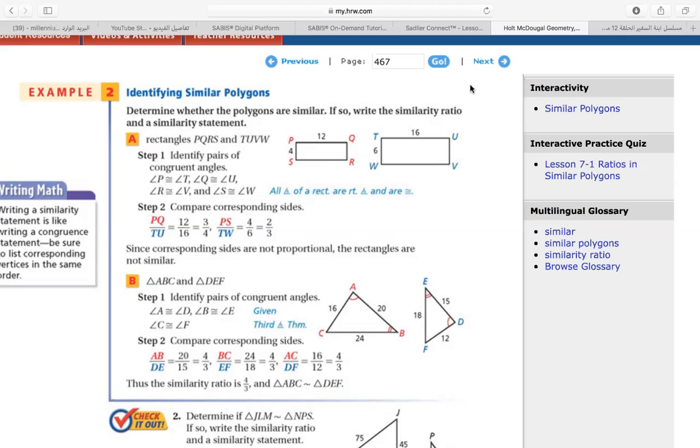Okay, Mai said, teacher, I will choose the long ones together or I will choose the short ones together. In the beginning of our previous lesson yesterday, I told you that ordering the letters is so important. Like rectangle PQRS and rectangle TUVW. Now, yesterday we said that I will choose the corresponding sides to the congruent angles.